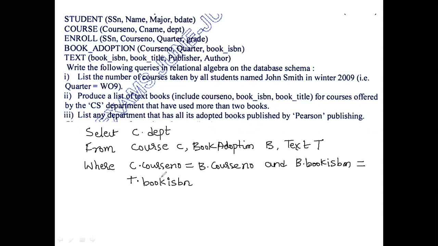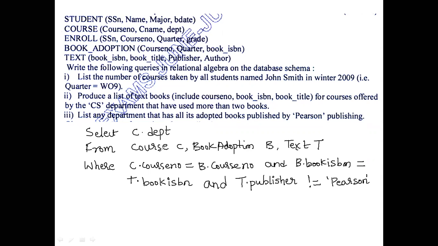Next we need to check whether this particular department has a book outside the publisher Pearson, and that condition can be added over here. And T dot publisher is not equal to Pearson. So this will extract all the departments which have a book whose publisher is not Pearson.